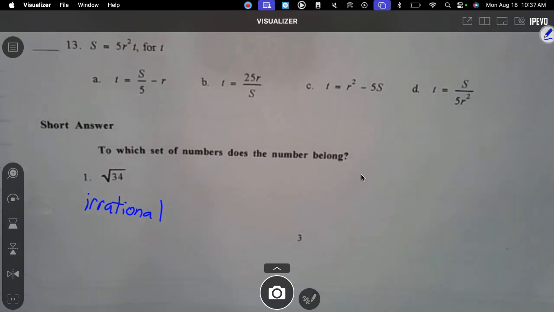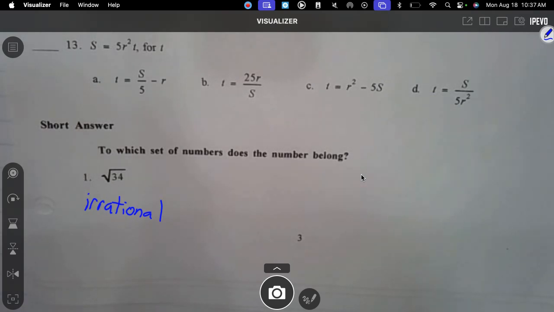Is the square root of 10 irrational? No, that's rational. Okay, what's the square root of 9? 3. That is not irrational because you knew what that was. What's the square root of 25? 5. That is not irrational. What is the square root of 41? No idea. That is irrational. So if I don't know, it's most likely irrational.